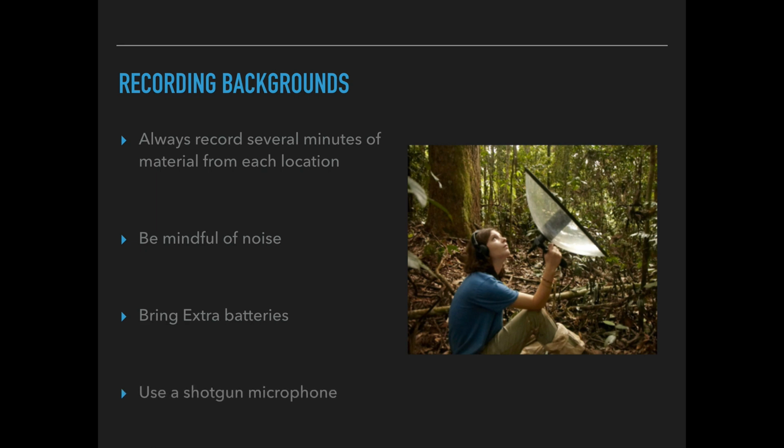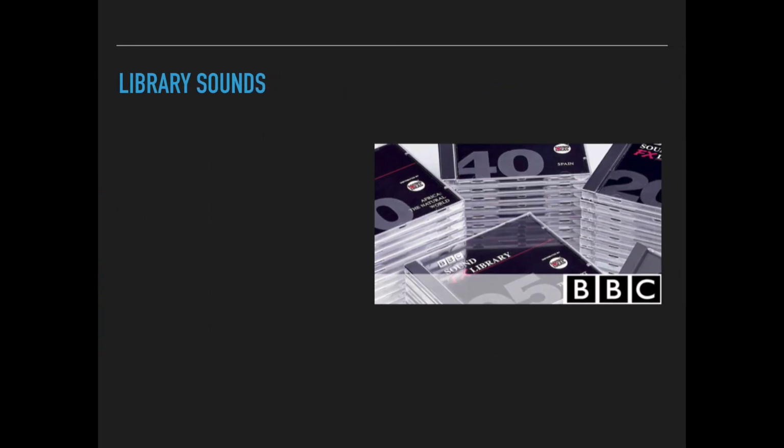Also, the type of microphone that you're going to be using. Using a shotgun microphone will allow you to be extra directional with the audio that you capture. Having that ability will prevent some of these other things you're talking about, like noise or unwanted sounds, if you use that kind of microphone. All right, and a couple of words on sounds that come from a library.